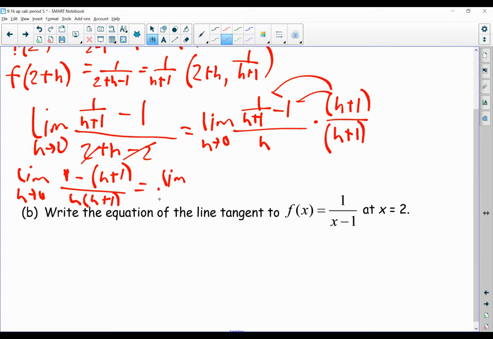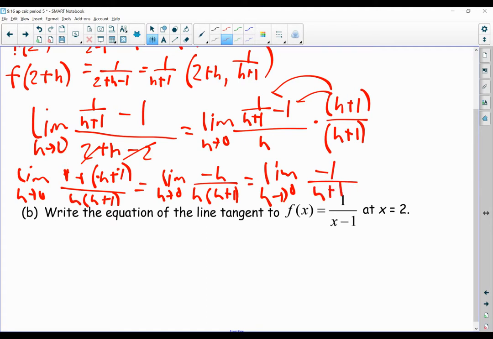So that gives me the limit as h goes to 0 of, if I go ahead and distribute this, 1 minus h minus 1. I distribute that in so I don't mess up. That's just going to leave me with negative h over h times h plus 1, and I can see those h's will cancel. So I have the limit as h goes to 0 of negative 1 over h plus 1. I've simplified my complex fraction as much as possible.